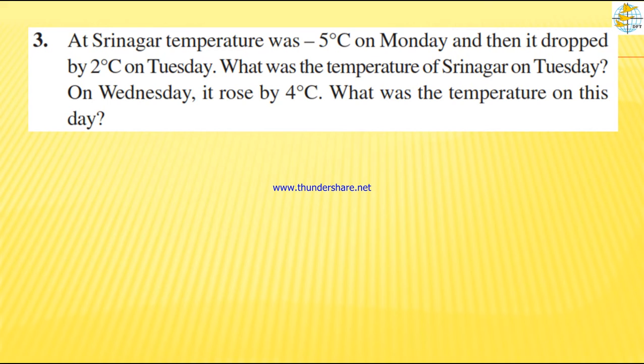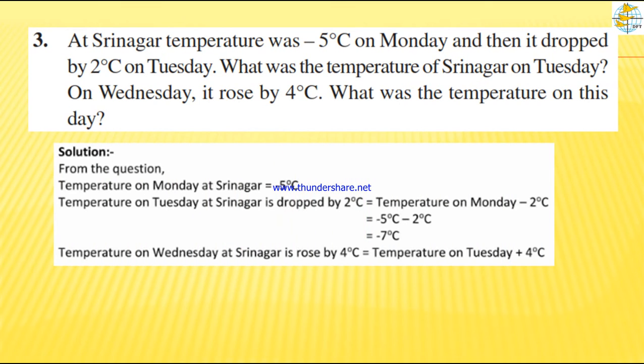Even in our place the temperature will not be the same every day, is it or not, children? Today it may be 30 degrees Celsius, tomorrow it may be 31, or the day after tomorrow 29. It may increase or decrease, depending upon the situation. If it is rainy season, winter season or summer season, it differs. Even season wise, the temperature won't be the same every day. So likewise here, the temperature of Srinagar on Monday was minus 5 degrees Celsius.